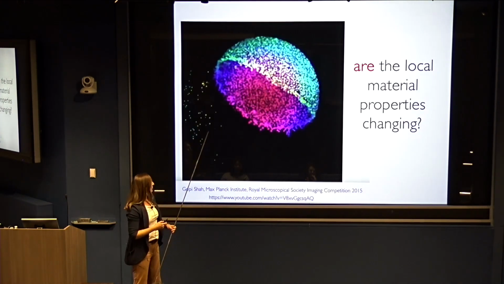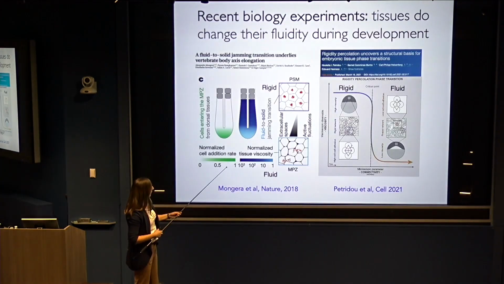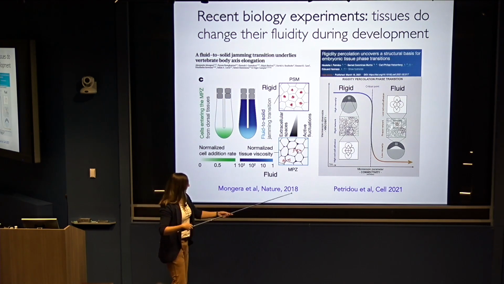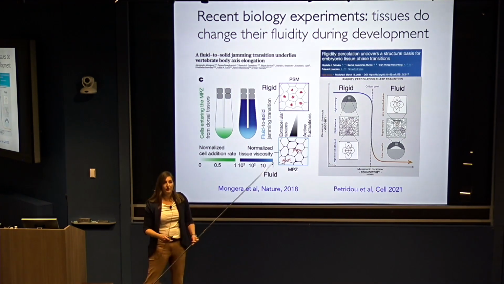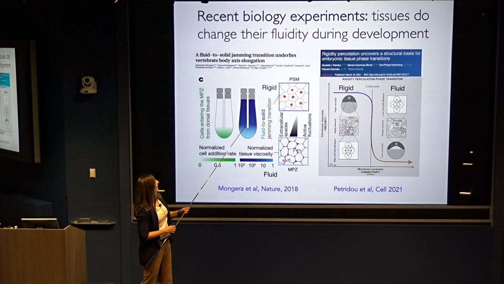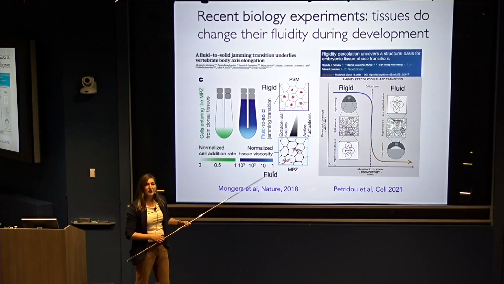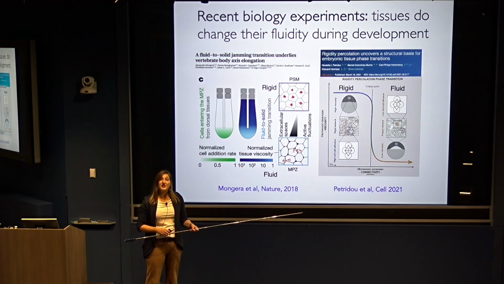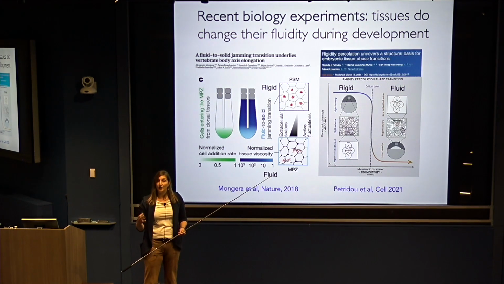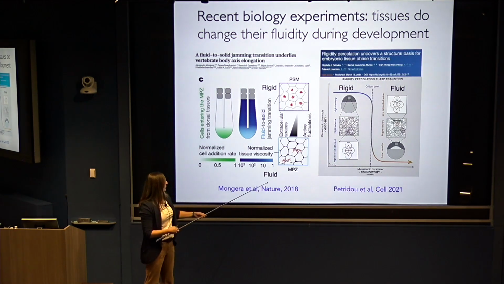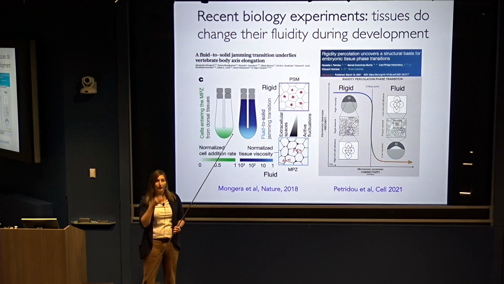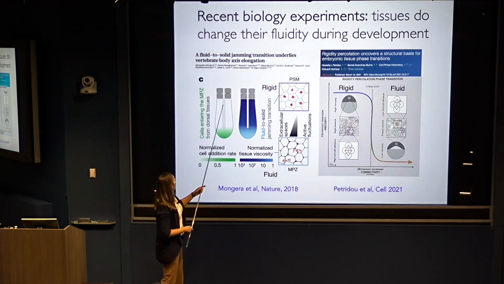So now you want to do maybe some scientific work, and I have examples of a couple of scientific papers over the past 5 years that make, I would say, a very strong case that there is a fluid to solid, or rigid to fluid, basically, transition going on during development in these embryos.